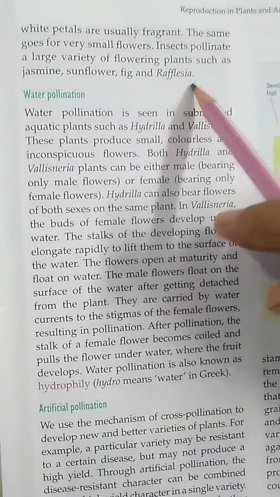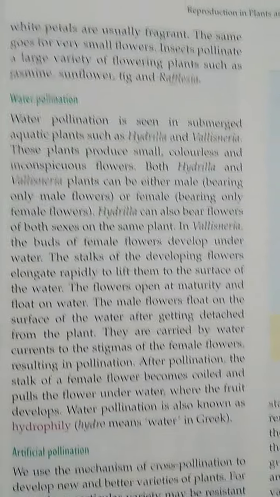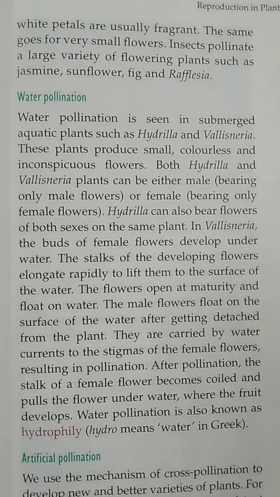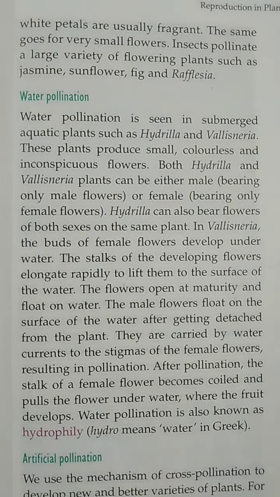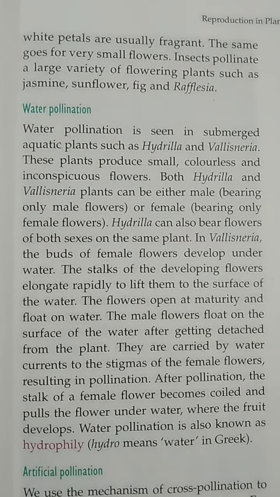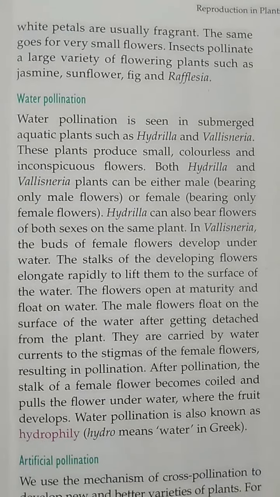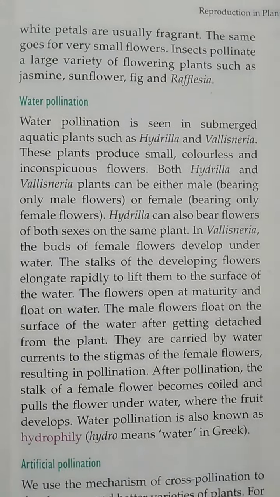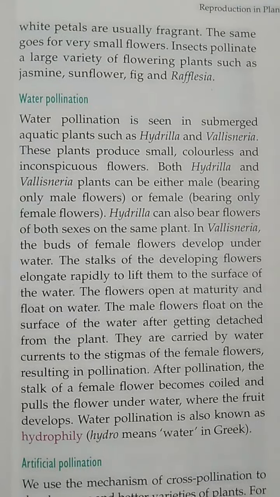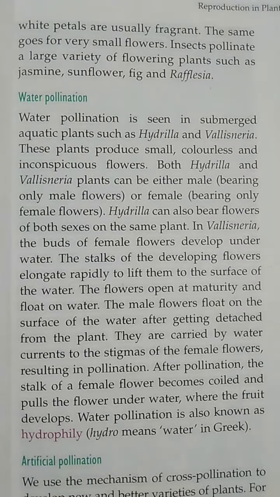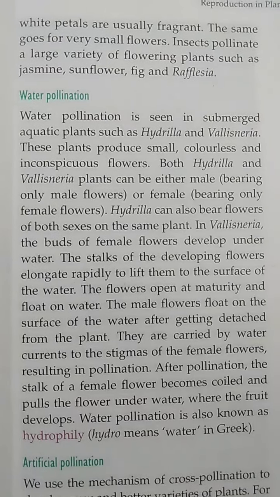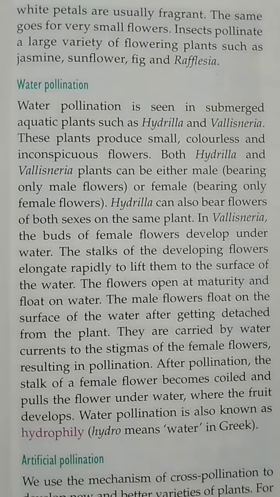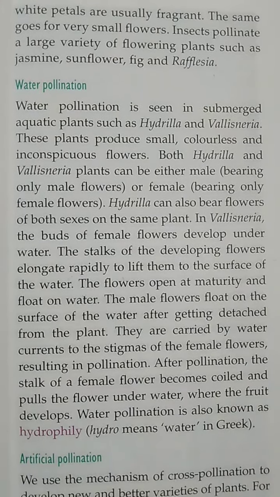and Rafflesia. So students, you all have to learn the examples of all the wind pollinated plants, insect pollinated plants and water pollinated plants also. Now we will discuss water pollination. Water pollination is mainly seen in submerged aquatic plants such as Hydrilla and Vallisneria. Submerged plants are those plants which are half below the surface of water and somewhat above the surface of water. These plants produce small, colorless and inconspicuous flowers.